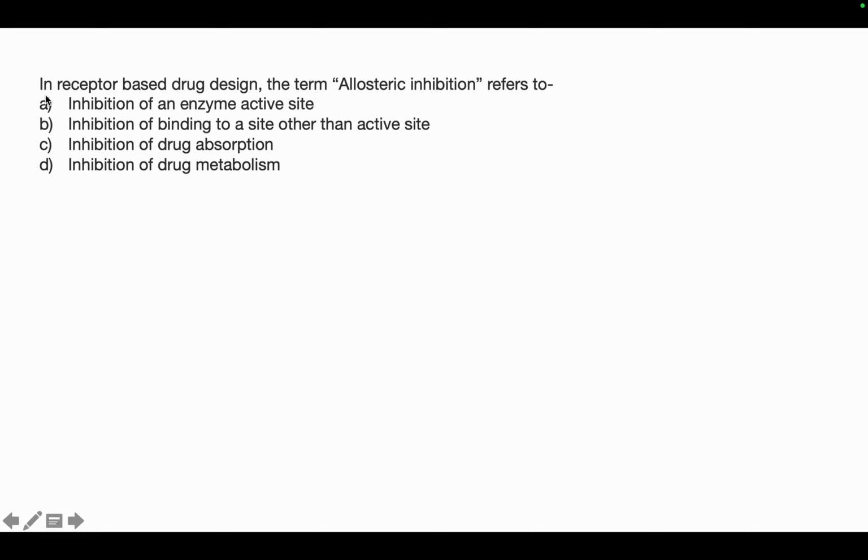Question: in receptor based drug design, the term allosteric inhibition refers to inhibition of enzyme active site, inhibition of binding to site other than active site, inhibition of drug absorption, drug metabolism. So yeah, allostery means binding to a site other than the active site always. So allosteric inhibition is inhibition of binding to a site other than the active site. Simple.